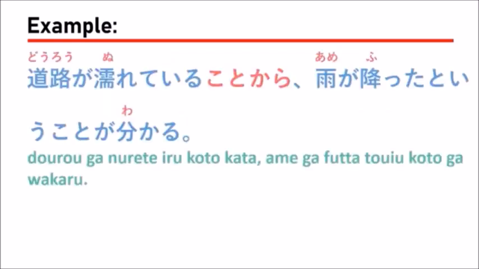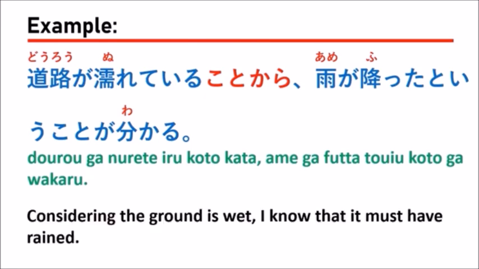Let's see the next example. 道路が濡れていることから雨が降ったということがわかる。Which means considering the ground is wet, I know that it must have rained.